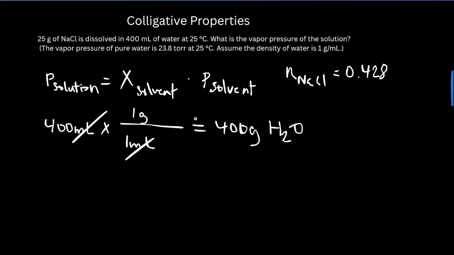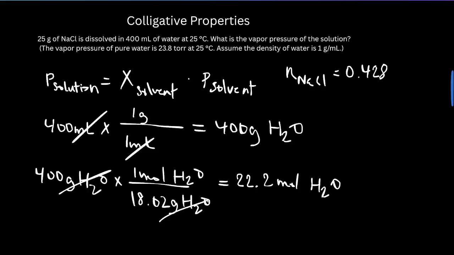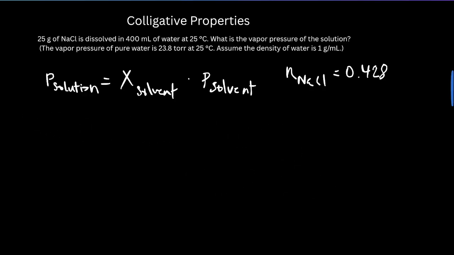Now, just trust me when I tell you, the molar mass of water is going to be about 18.02. So we can convert this 400 grams of H2O into our moles of H2O very easily like this. Canceling out our units of grams gives us an answer of 22.2 moles of H2O. Again, let's keep that number in mind. So our moles of H2O is 22.2.